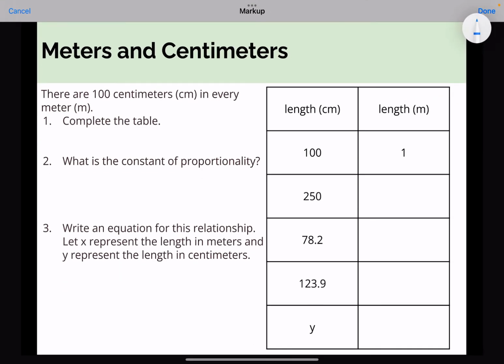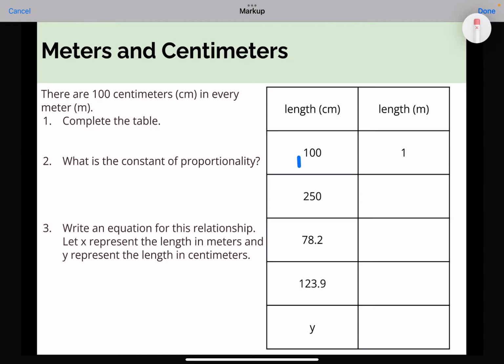So now we're looking from centimeters to meters. We know that there are still 100 centimeters in every meter. So go ahead, fill out the rest of this table, find the constant of proportionality, and then write an equation for the relationship. Go ahead and pause here. Come back once you're ready.